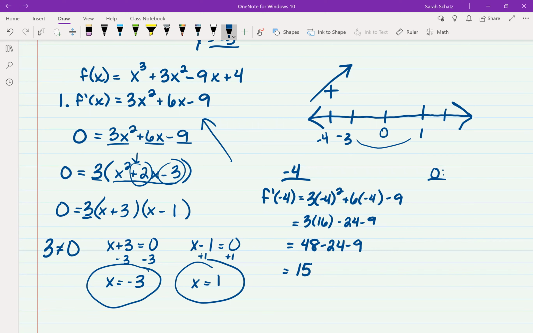So let's test 0 in the derivative. You guys notice if you put a 0 in for both of these x's, all you're going to be left with is -9. So it's negative here in this middle interval, which means my graph is pointing down in that interval.